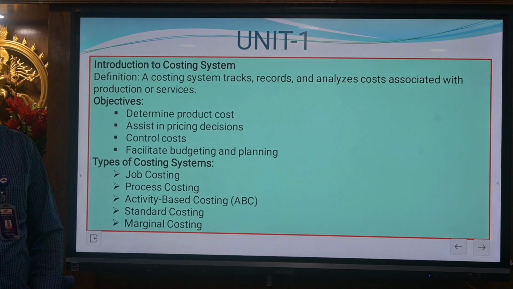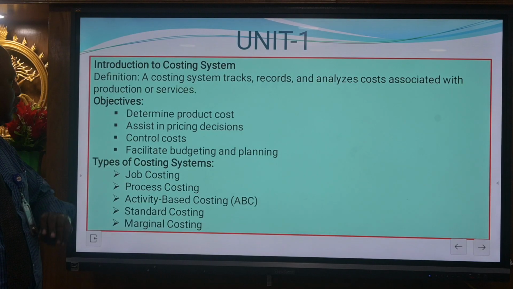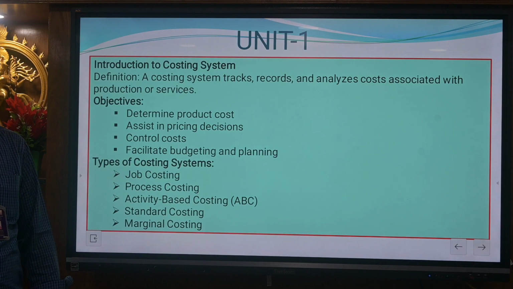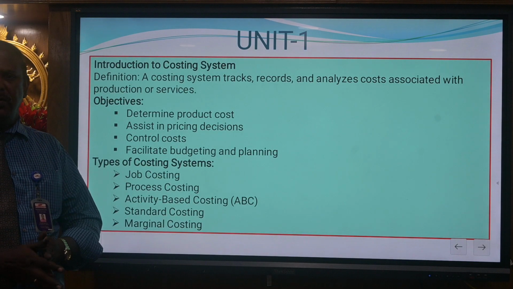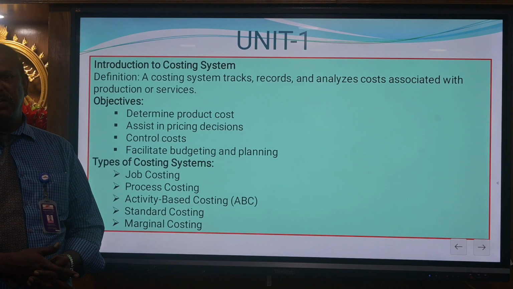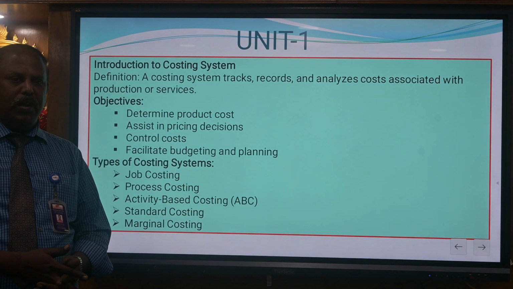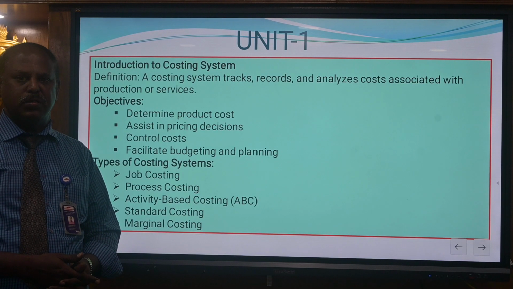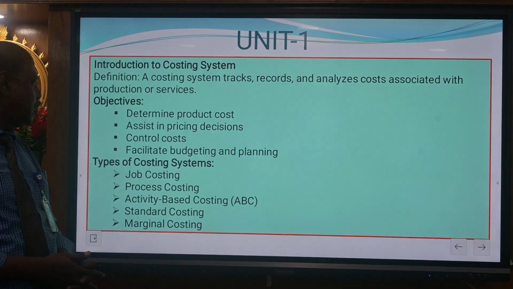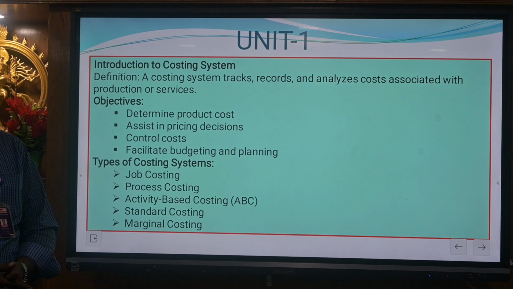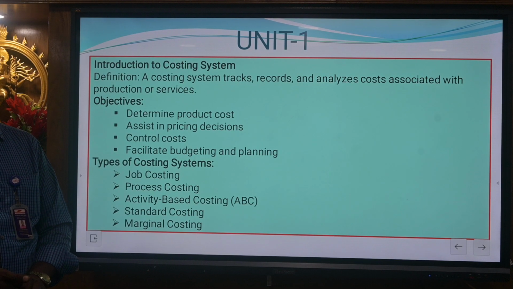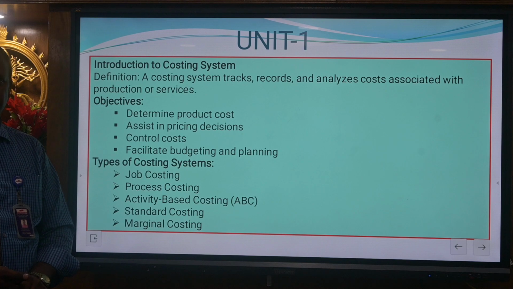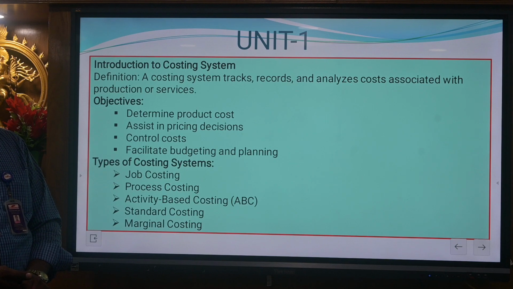The main objective of a costing system is determining the product cost. That means if you want to manufacture a product, we have to find the cost. Then after that we can sell it to the consumers with profit. So we first determine the product cost, then assist in pricing decisions. Based on the cost, we can add the profit percentage, then sell it to the consumers.